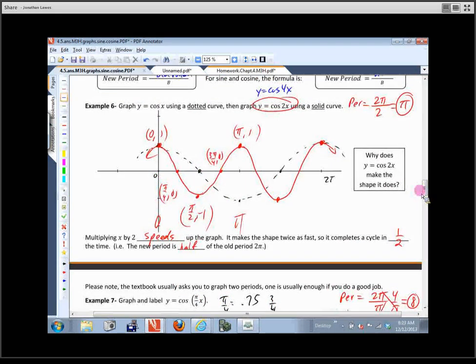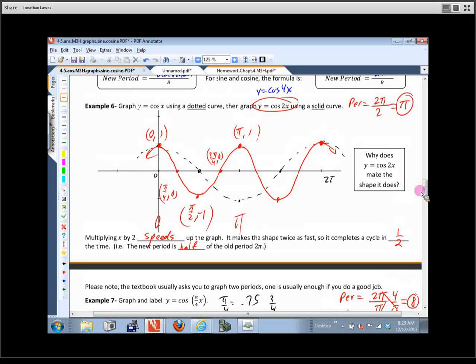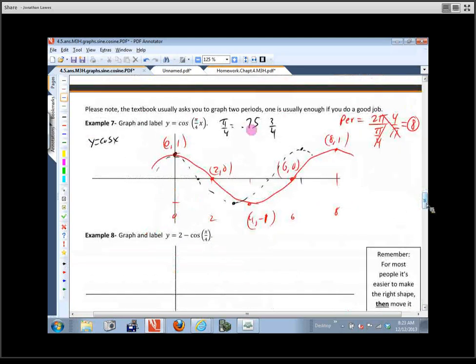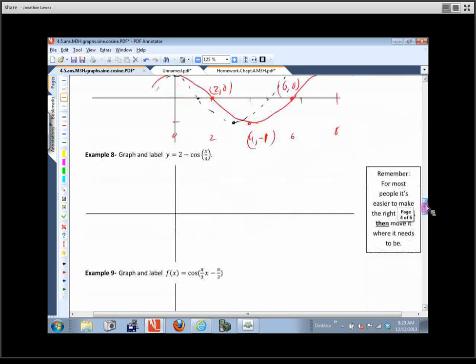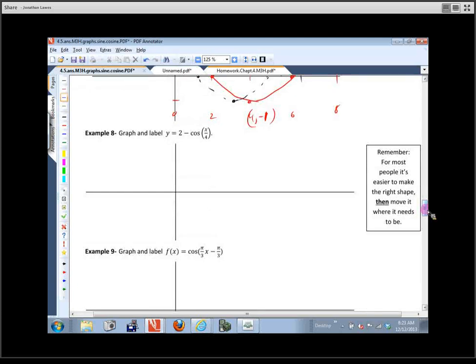You would think that multiplying by 7 would speed it up by, or horizontally stretch it by 7. It doesn't. It speeds it up so it shrinks the time that it takes to complete the cycle. Okay? Multiplying by a fraction like 3/4 stretches it out horizontally, because it slows it down. So think in terms of speeding up and slowing down, and then let's go ahead and do this problem right here. This one's a little bit different.